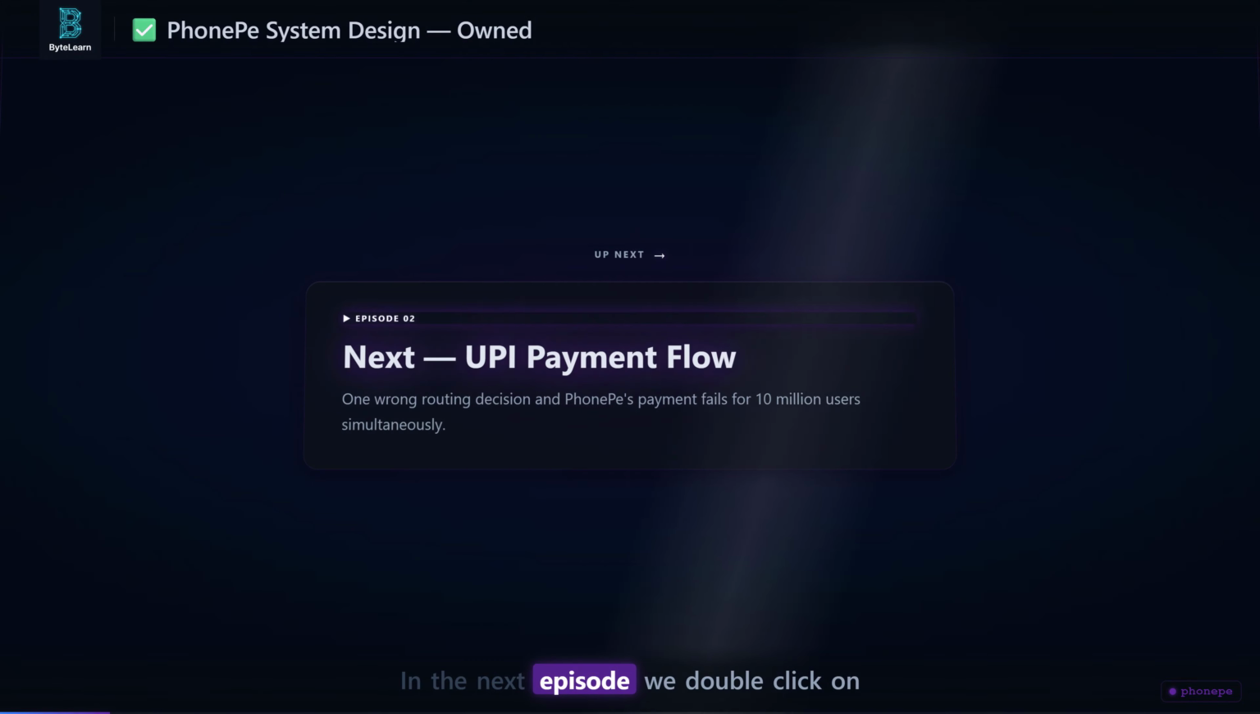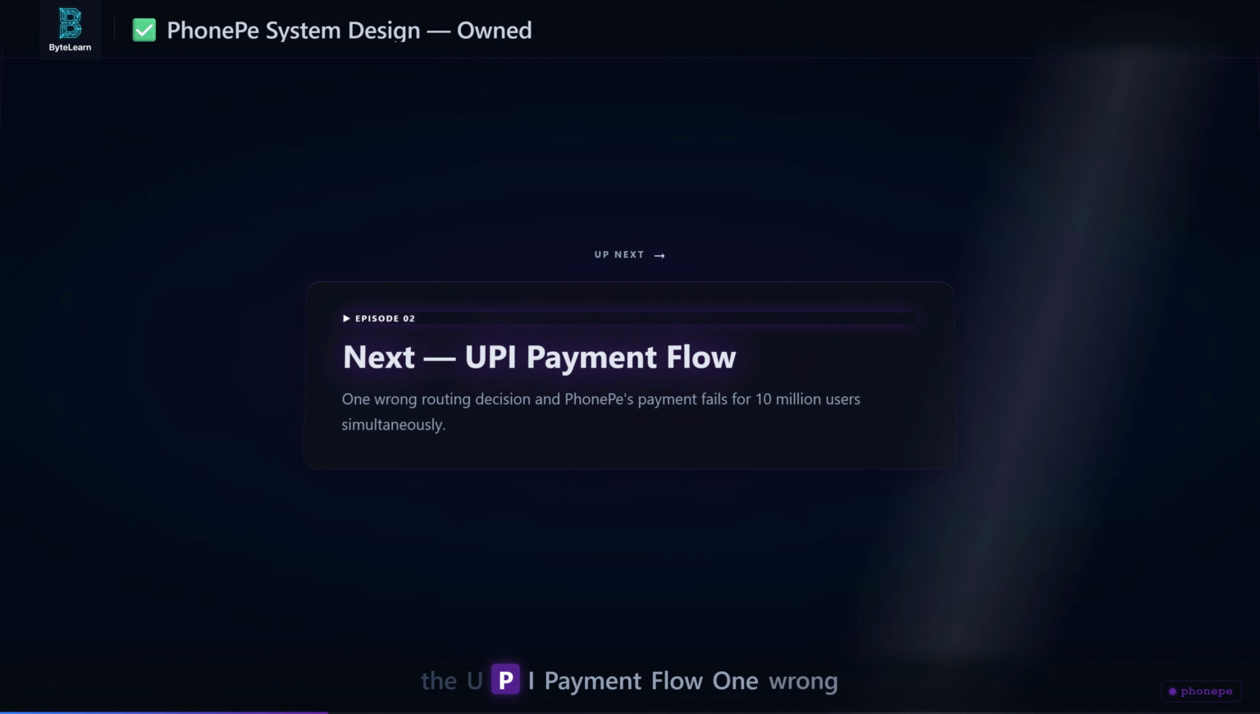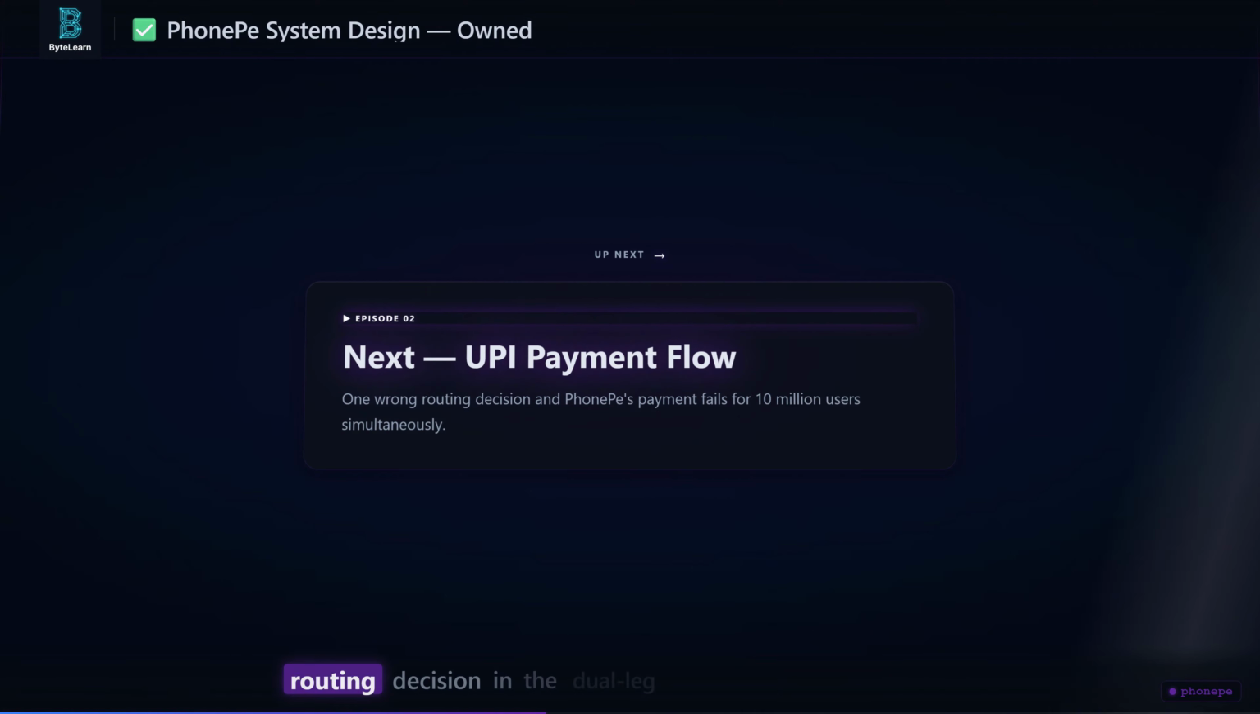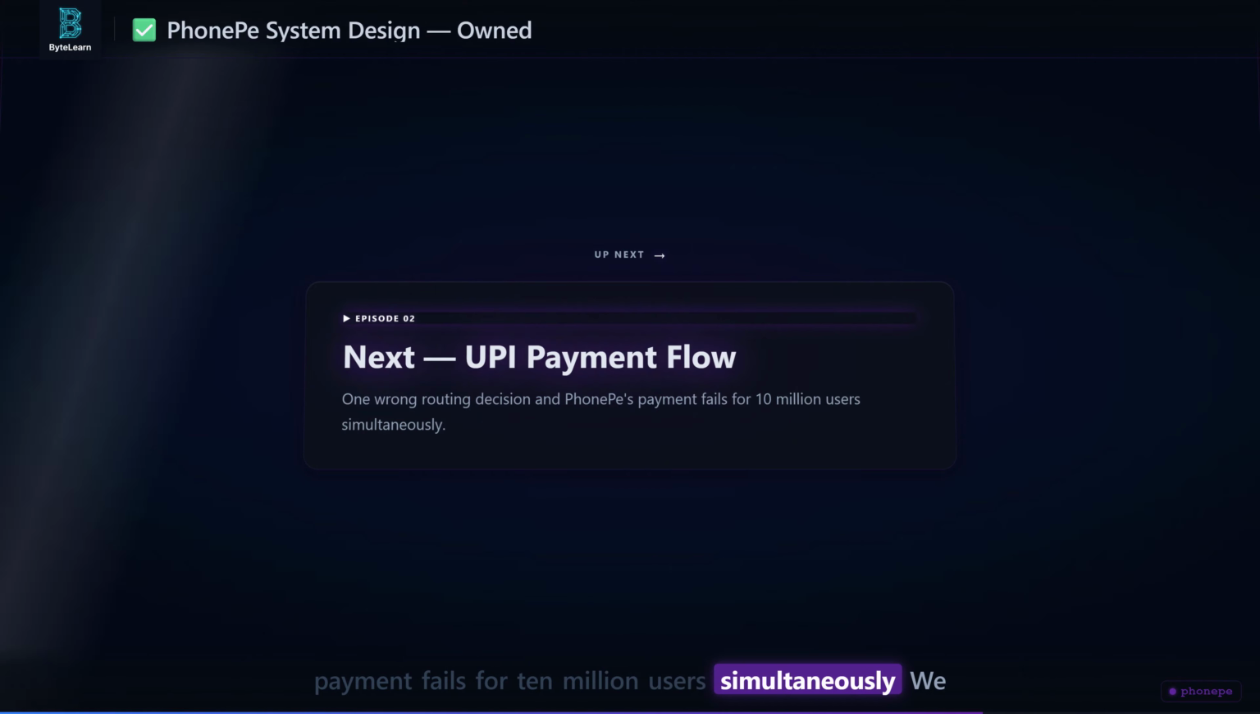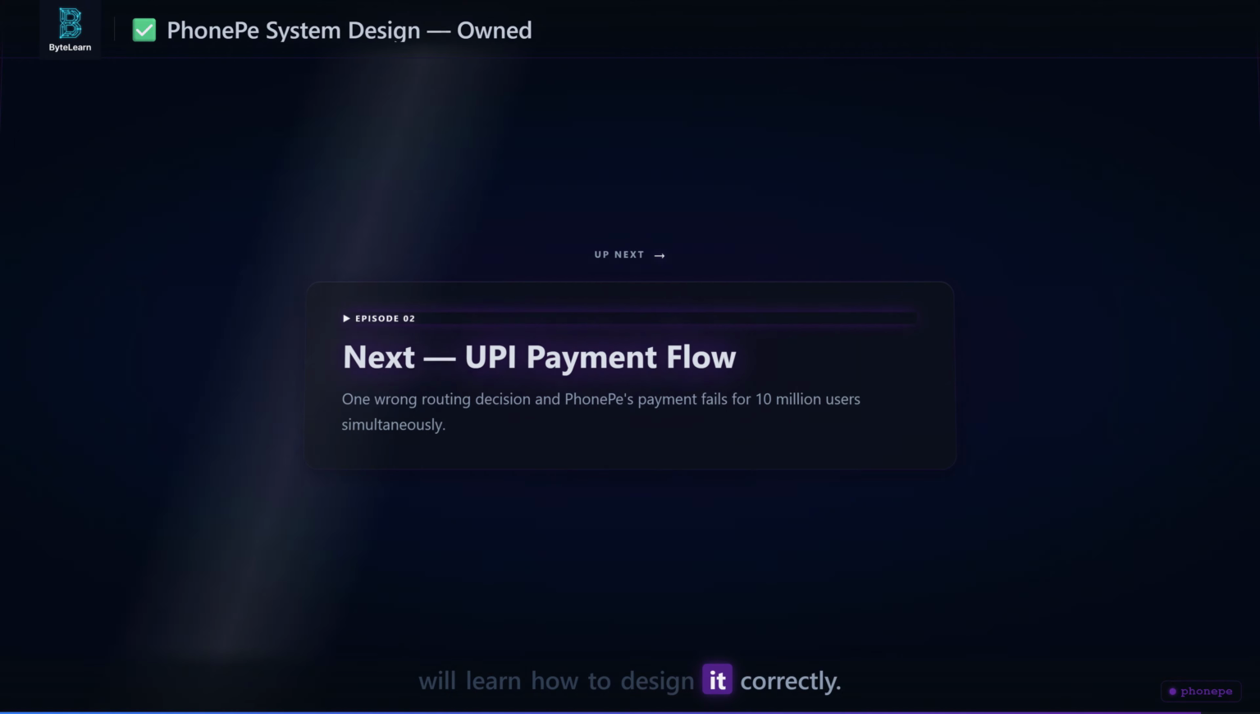In the next episode, we double click on the UPI payment flow. One wrong routing decision in the dual leg architecture, and PhonePe's payment fails for 10 million users simultaneously. We will learn how to design it correctly.